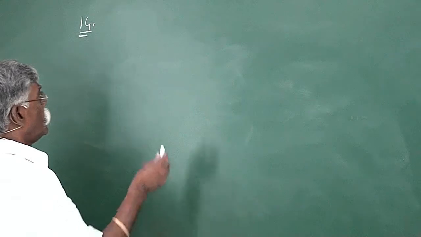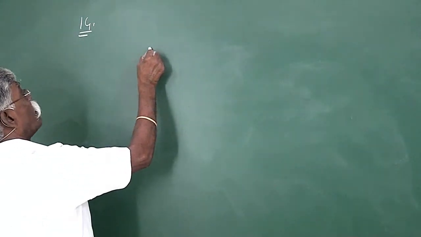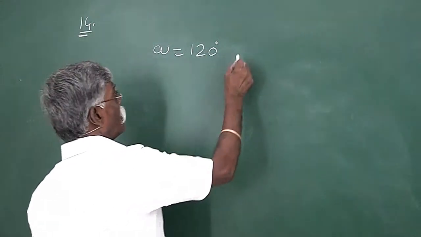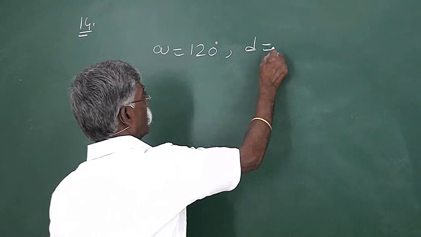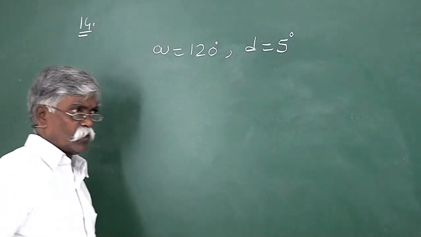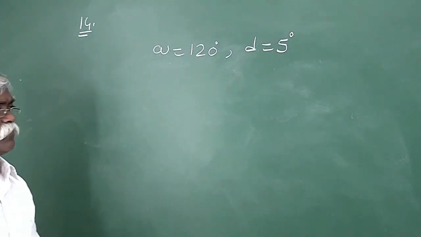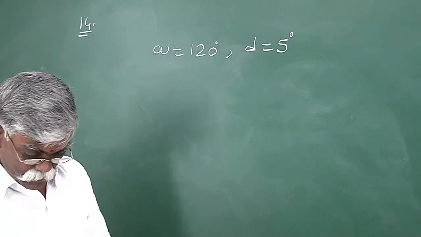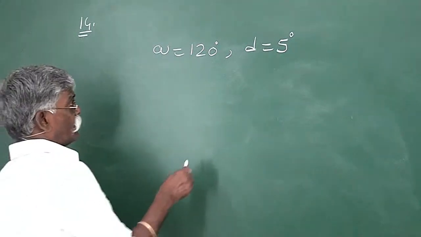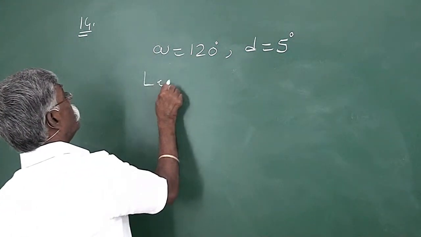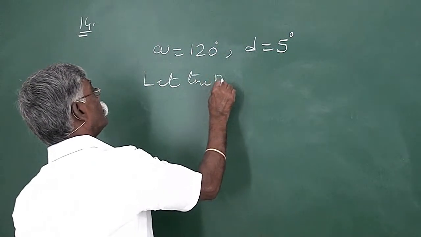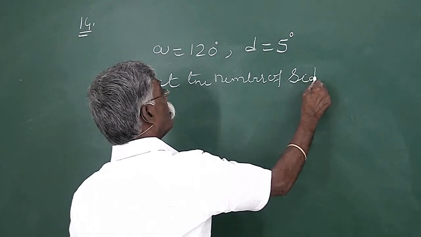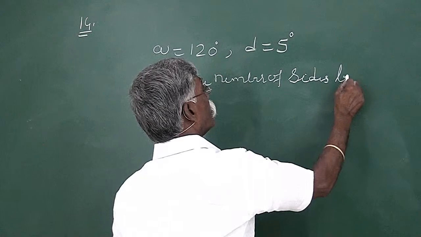So the smallest angle, let us take it as a, is equal to 120 degrees and the common difference d is given as 5 degrees. Let the number of sides be n.